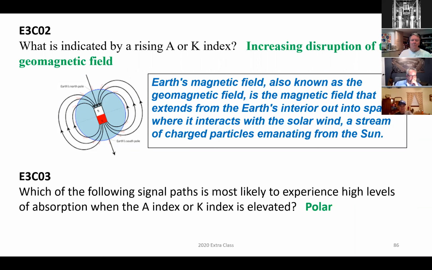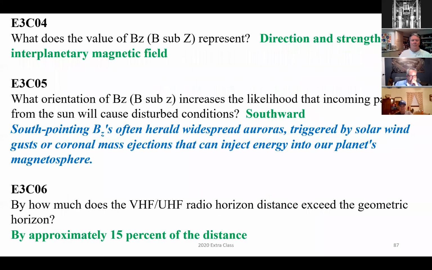E3C03. Which of the following signal paths is most likely to experience high levels of absorption when the A index or K index is elevated? And that's going to be polar, the polar path. E3C04. What does the value of Bz, B sub Z, represent? And that's going to represent the direction and strength of the interplanetary magnetic field.